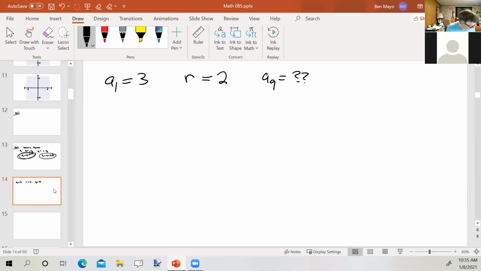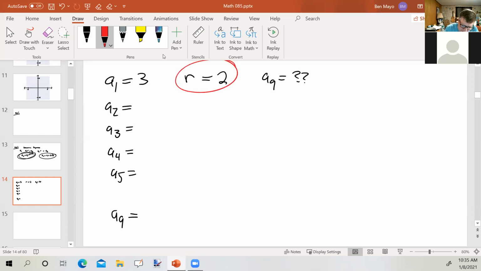Now, the directions said to find the first 5 terms. So we know a sub 1 is 3. We need to find a sub 2, a sub 3, a sub 4, a sub 5, and then finally a sub 9. So to get from a sub 1 to a sub 2, I take a sub 1 times the common ratio. 3 times 2 is 6. 6 times 2 is 12. 12 times 2 is 24. 24 times 2 is 48.